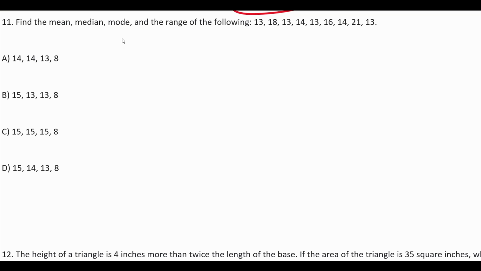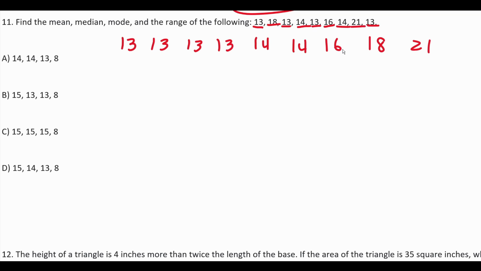So in this case, 13 is our smallest value, and it appears 1, 2, 3, 4 times. So it's going to be 13, 13, 13, 13. Then we have 14 twice, so that's 14, 14. Then comes 16, 18, and 21. All right, now that we've done that, finding the range, median, and mode is a lot easier.